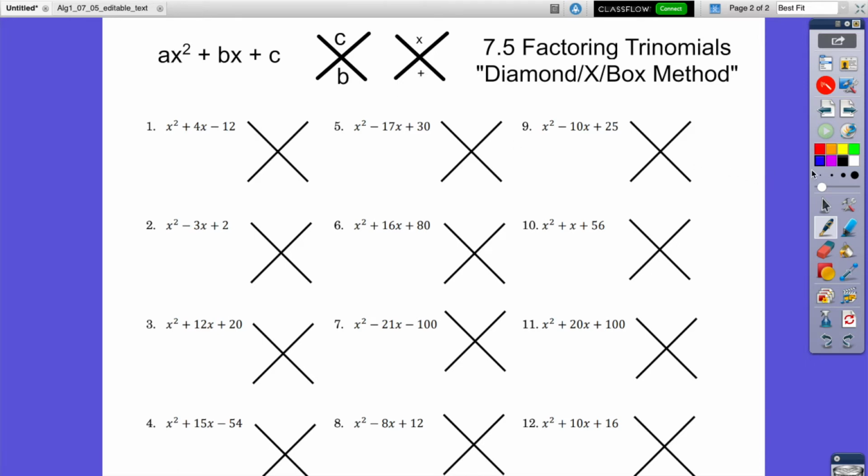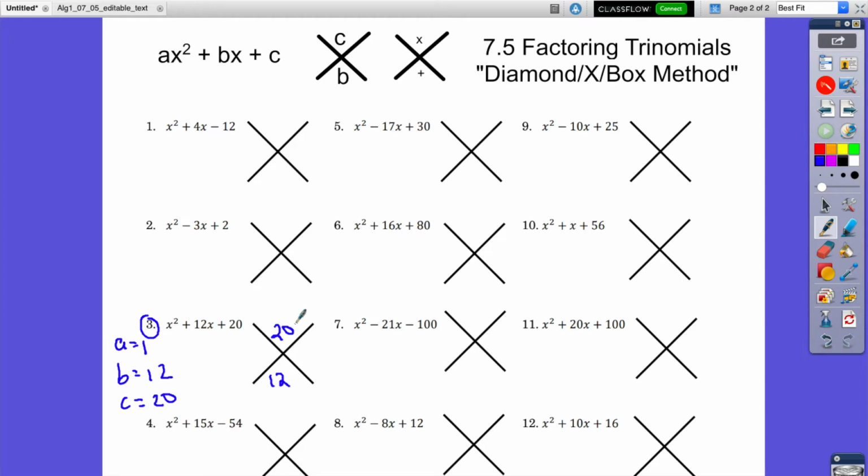Okay, so we are going to start with number 3 here. And what I like to do is I always like to write down what a is, which is 1 in this case, b is 12, and c in this case is 20. Okay, remember we're going to put c up here. So we'll put 20 up here, and we'll put 12 down here.